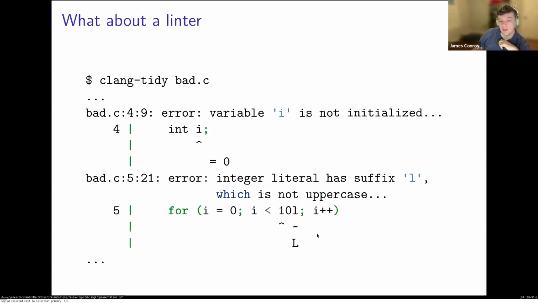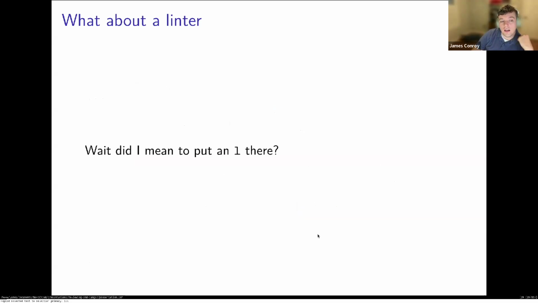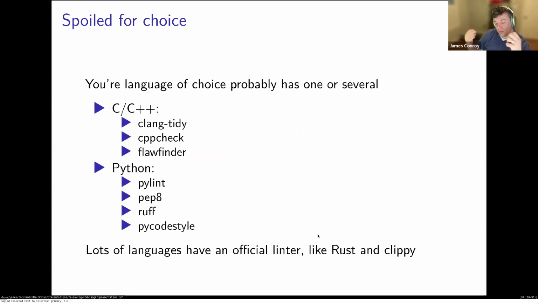So in C, it is completely valid to append L onto the end of your numbers to say that this is a long number. So instead of 10, we had 10L, 10 long. So yeah, I didn't mean to put an L there. So that's just a quick example. Linters are very good, useful, amazing.